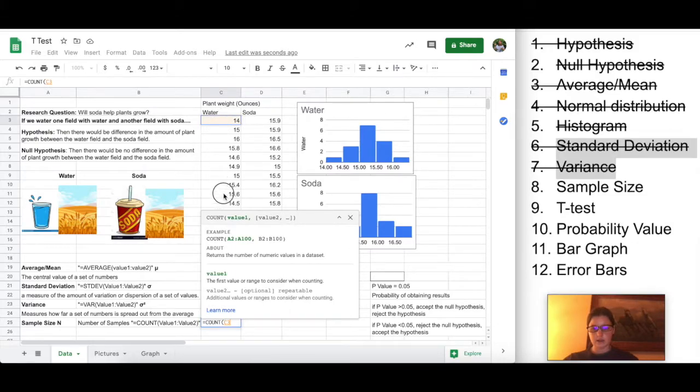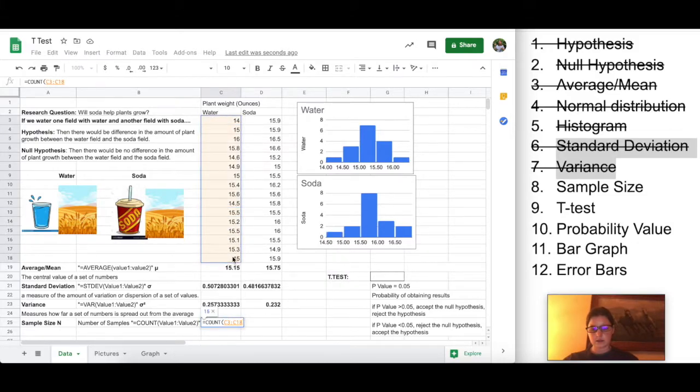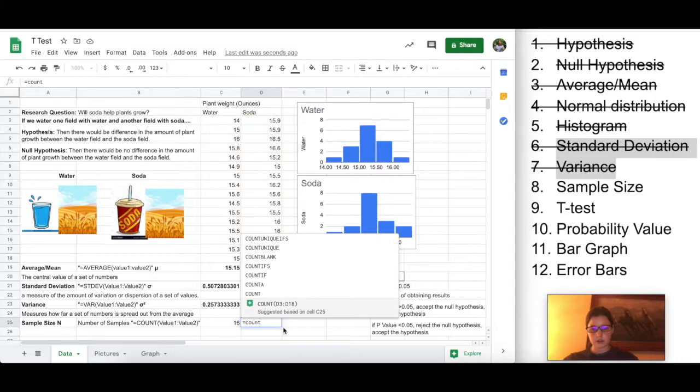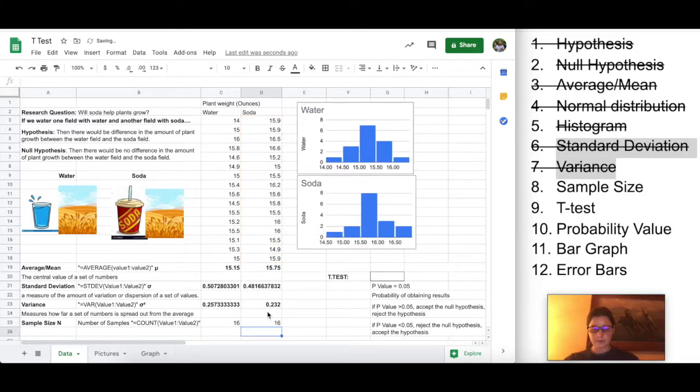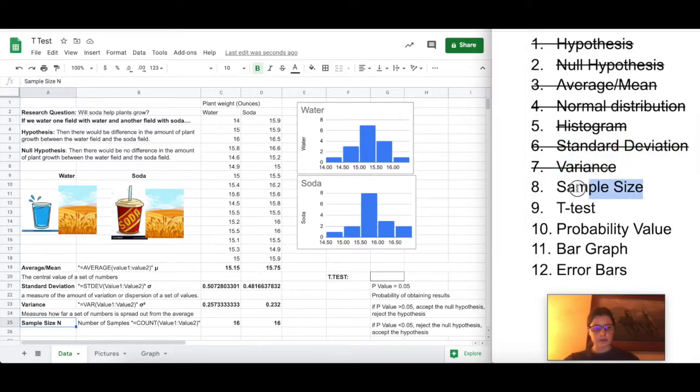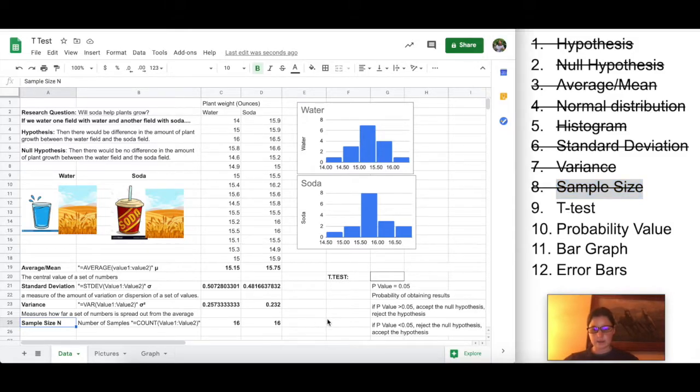and then you would just highlight what you want. So this is telling us that we have 16, and then I could do it over here too. Count, and look, it's suggested for me. 16. Count is also represented by the letter N. So we have standard deviation, variance, sample size.